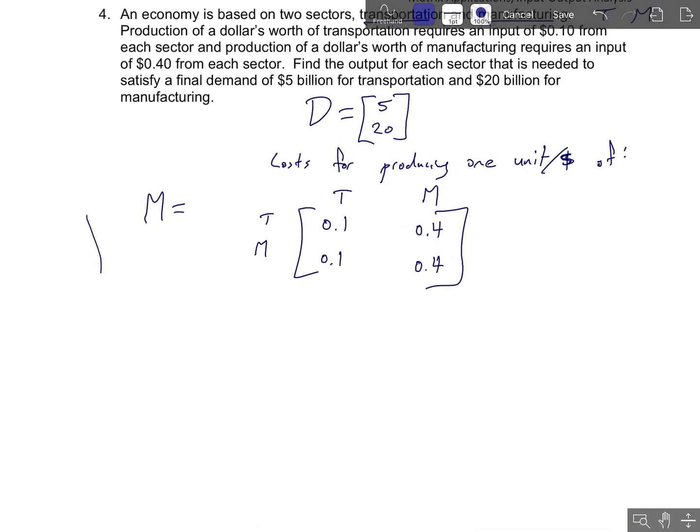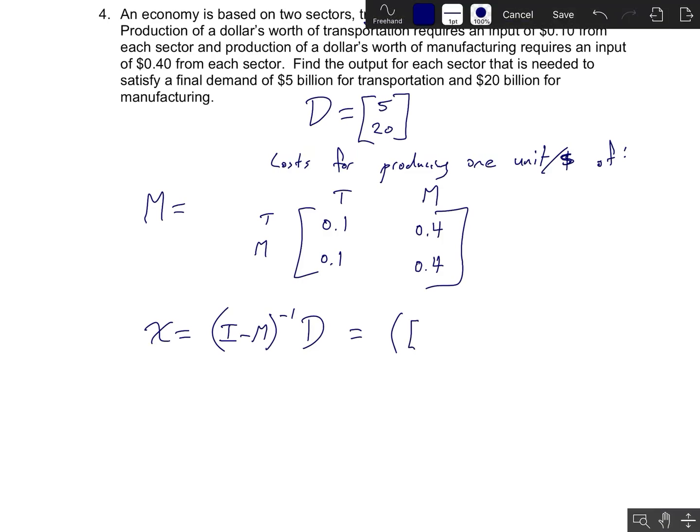Okay, so that's the matrix M, but we're not done because what we need is the matrix X. And remember what we had is this equation that the production matrix is equal to (I minus M) inverse times D. So this would be the 2x2 identity matrix, because M is a 2x2 matrix.